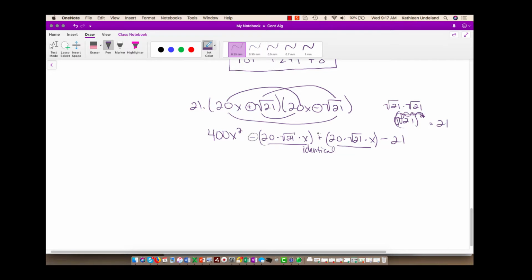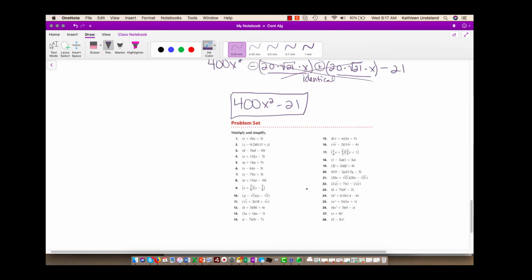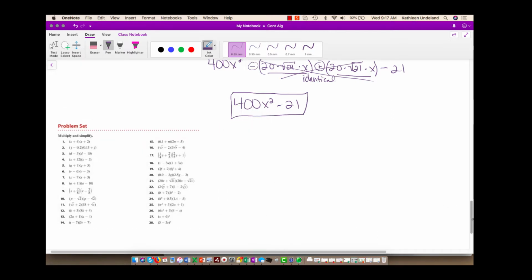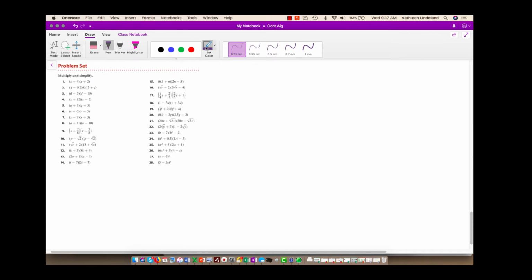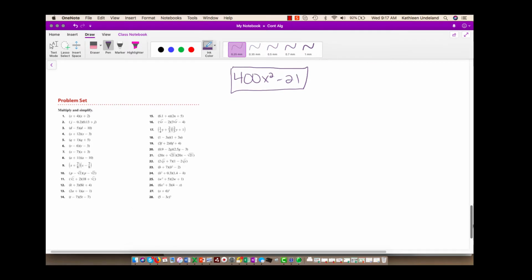And one is negative and one is positive, so they cancel off. So I just have 400x squared minus 21, and that is our answer. So sometimes these middle terms are going to cancel off. That is a little bit of foreshadowing about what we're going to see coming up here in some of our next units. All right, so that was that answer, 400x squared minus 21.